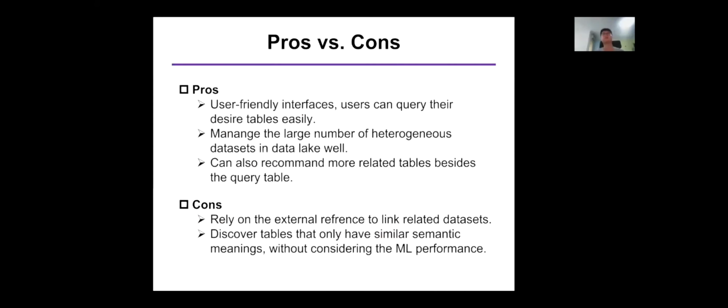The pros of these methods are that they provide a user-friendly interface and users can query the desired tables easily. They can manage the large number of heterogeneous datasets in the data lake, and we can also recommend more related tables besides the query table. The disadvantages are that they just rely on external references to link related datasets, and they discover tables that only have similar semantic meaning without considering the machine learning performance.